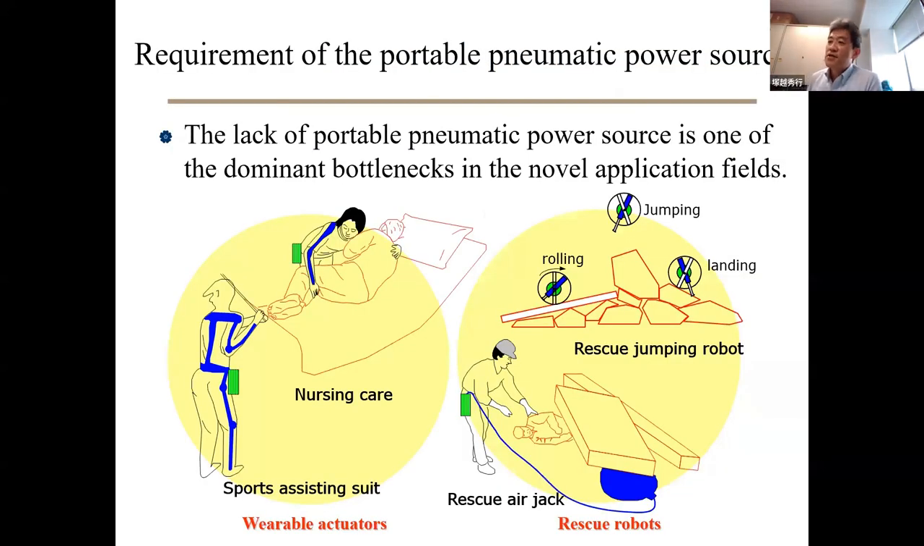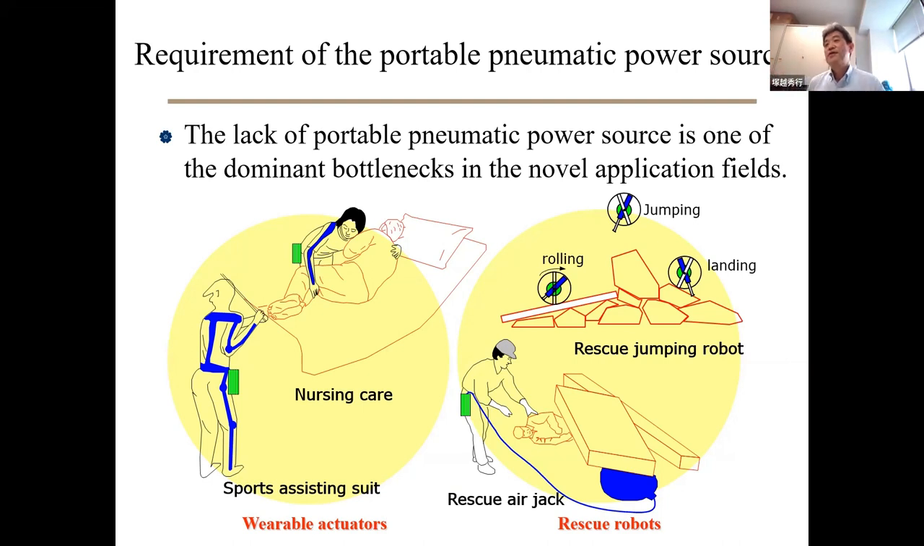Okay, but for designing the mobile robot or the wearable device actuators, a much smaller type of pneumatic power source would be required. So how can you take advantage of a much smaller type of power source?